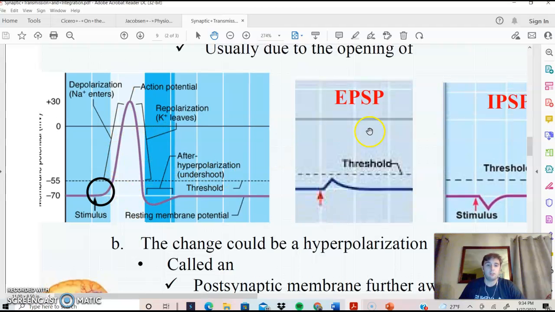So once a graded potential, such as an EPSP or an IPSP, happens, if it reaches threshold, this will always happen. And that is true, even though it says always. Okay, that was another question.